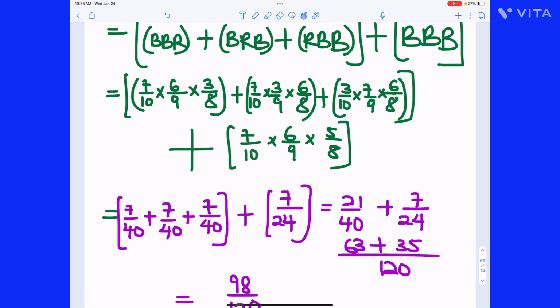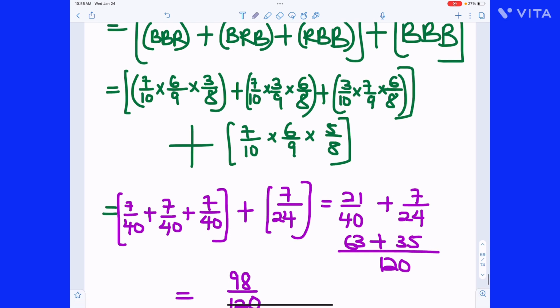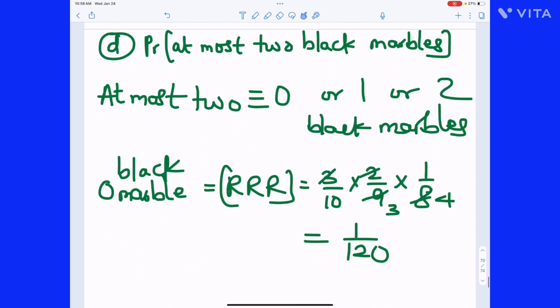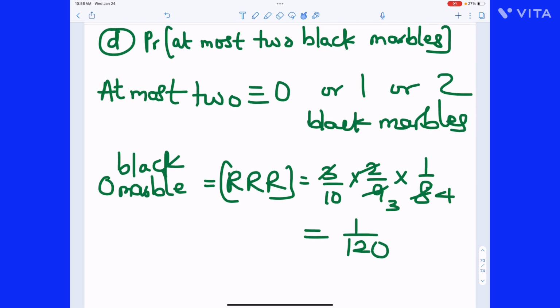Add your probabilities. This means the probability of picking 2 or 3. Probability of picking 2 or 3. So that gives you your answer, 49 over 60. D says, find the probability of picking at most 2 black marbles.